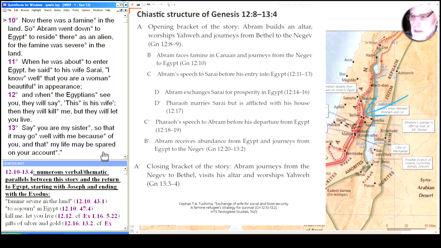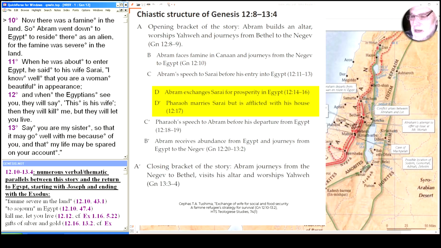Right up here. So our story is framed at the beginning with Abram facing the famine in Canaan and journeying from the Negev to Egypt, and then receiving at the end the abundance from Egypt and journeying back to the Negev. Then he gives a speech to Sarai before he enters into Egypt, and then Pharaoh gives his speech to Abram before the departure from Egypt. And in the center is Abram's exchanging Sarai for prosperity in Egypt, and Pharaoh marrying Sarai but being afflicted, with his house.